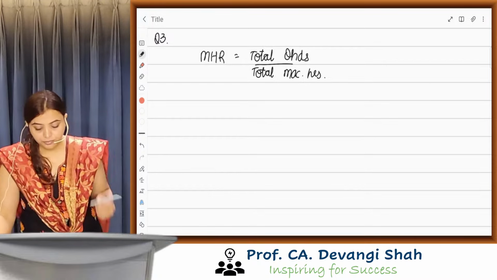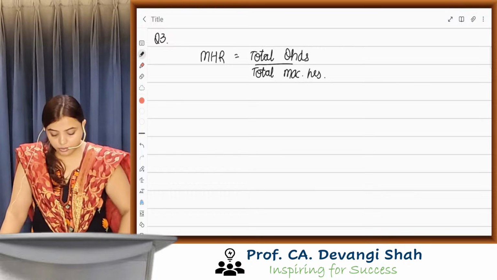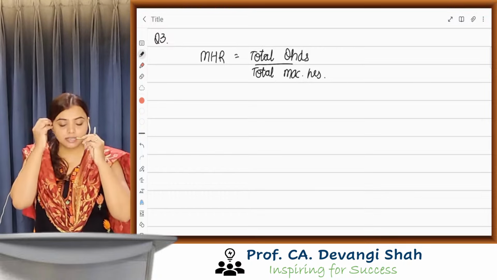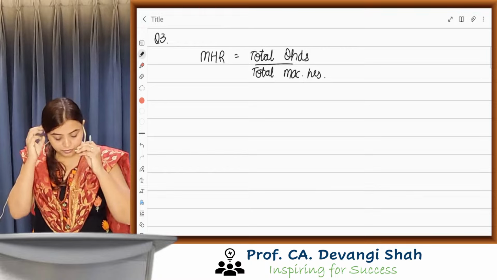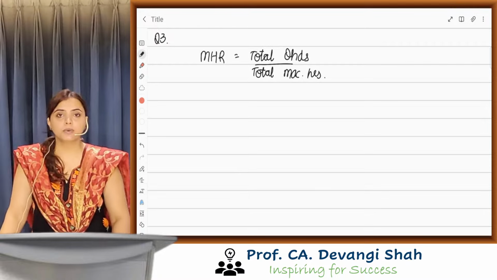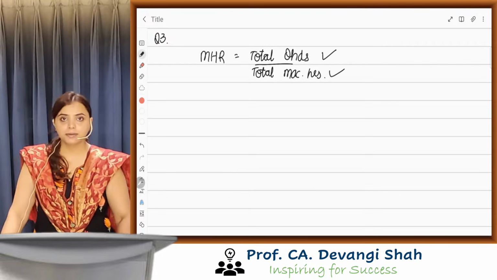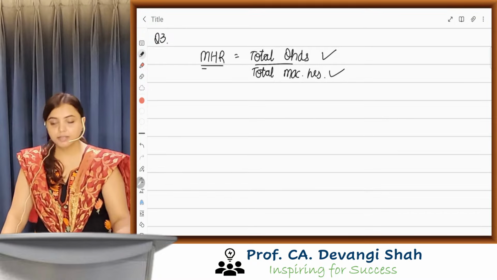Okay, so sorry. MHR is total overheads upon total machine hours. MHR is total overheads upon total machine hours. If we get these two things, we will find the MHR.